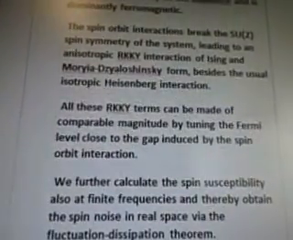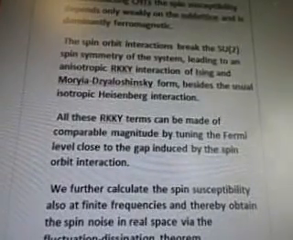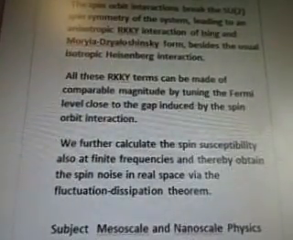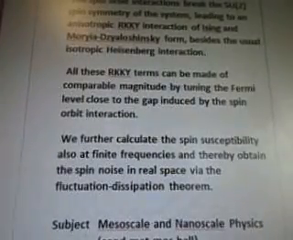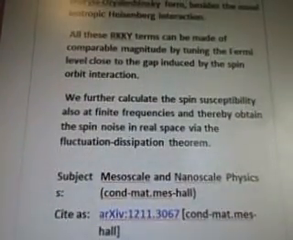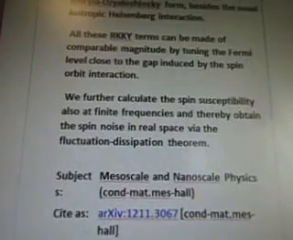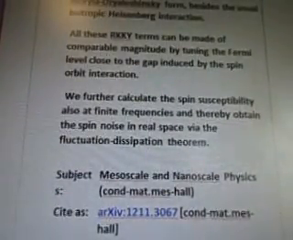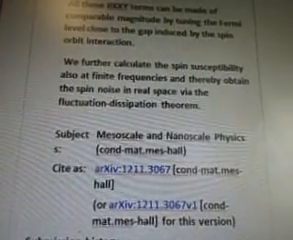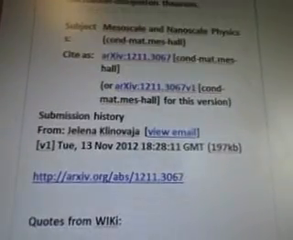The spin-orbit interactions break the SU(2) spin symmetry of the system, leading to an anisotropic RKKY interaction of Ising and Moriya-Dzyaloshinskii form besides the usual isotropic Heisenberg interaction. All these RKKY terms can be made of comparable magnitude by tuning the Fermi level close to the gap induced by the spin-orbit interaction. We further calculate the spin susceptibility also at finite frequencies and thereby obtain the spin noise in real space via the fluctuation dissipation theorem. Okay, that's from RKKY, okay, the website, arxiv.org. Okay, there's the website address there.